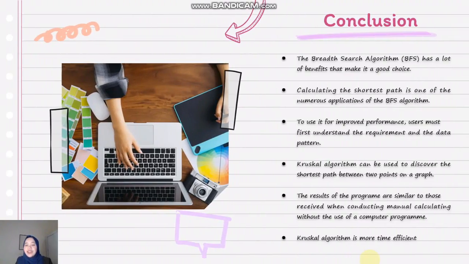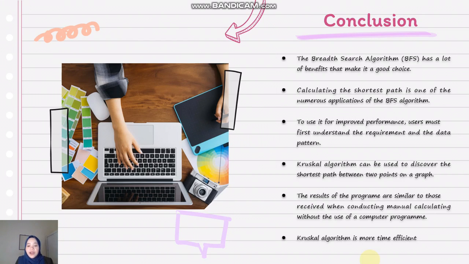In conclusion for this project on BFS and Kruskal's, BFS has a lot of benefits that make it a good choice. The second one, calculating the shortest path is one of the numerous applications of the BFS algorithm. And the third one, to use it for improved performance, users must first understand the requirements and the data pattern. For Kruskal's algorithm, it can be used to discover the shortest path between two points on a graph.